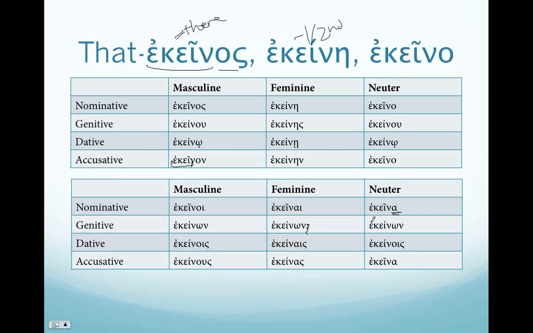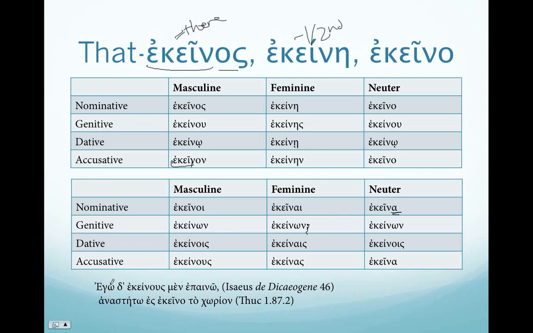And we're going to use this just the same way we did hutos, but we translate it as that, or those. So, ego de ekeinous men epainw, from Isaeus. I praise ekeinous, those men. Because it's plural of that. Right? I praise those men. Anastato es ekeine ten chwran. Let him stand up in that land, in that place, modifying chwran because it's feminine.